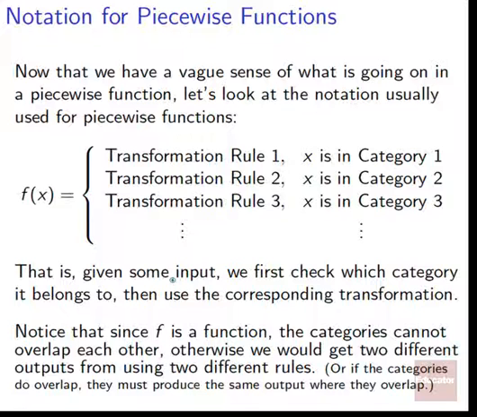So now let's consider the notation that's used for piecewise functions. Generally, it's f of x equals bracket, and this bracket just says that it breaks into multiple different things.